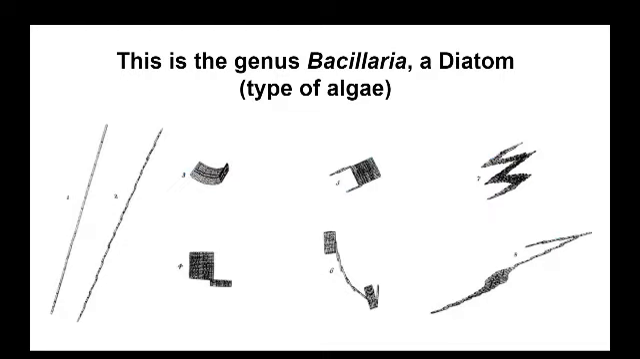So this is the genus Bacillaria. Depending on what taxonomist you talk to, there are either one or two species of these algae. It's a type of diatom, so they have very interesting properties biologically. But you'll see a lot of times Bacillaria sp., so that's the same thing. There's no real difference between the species in terms of the general morphology. So let's review that morphology.